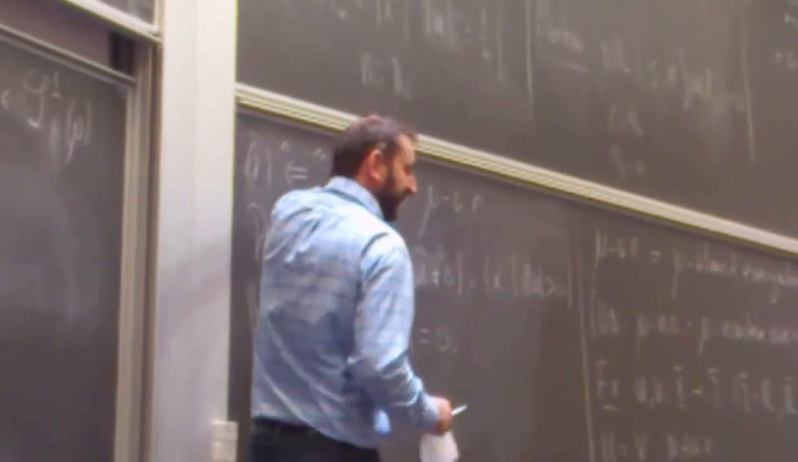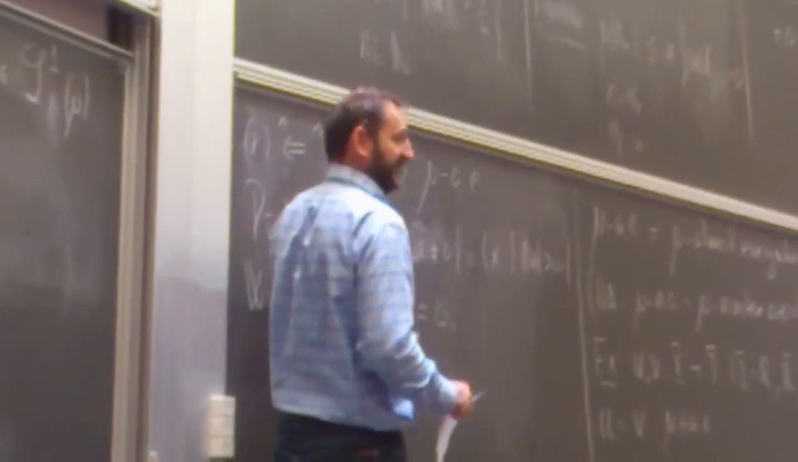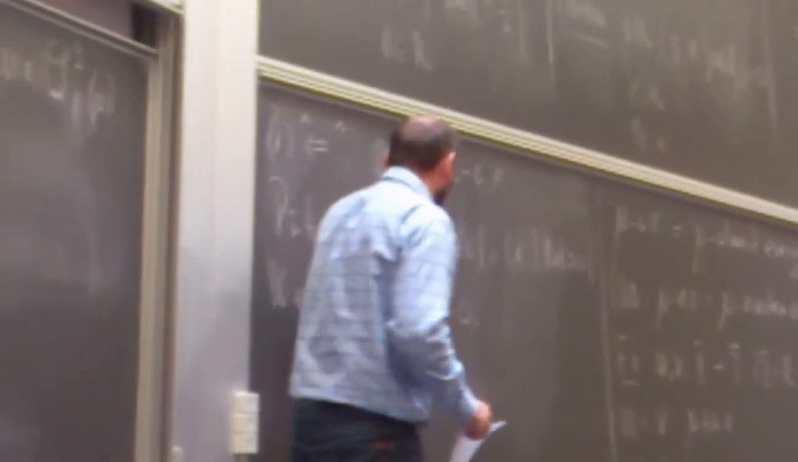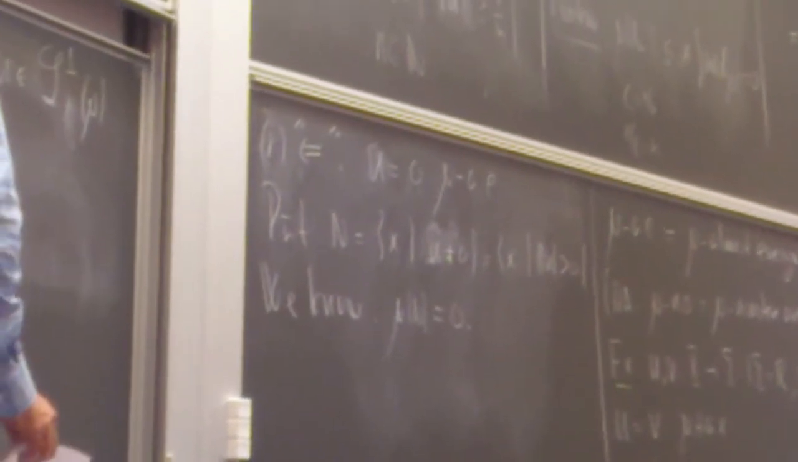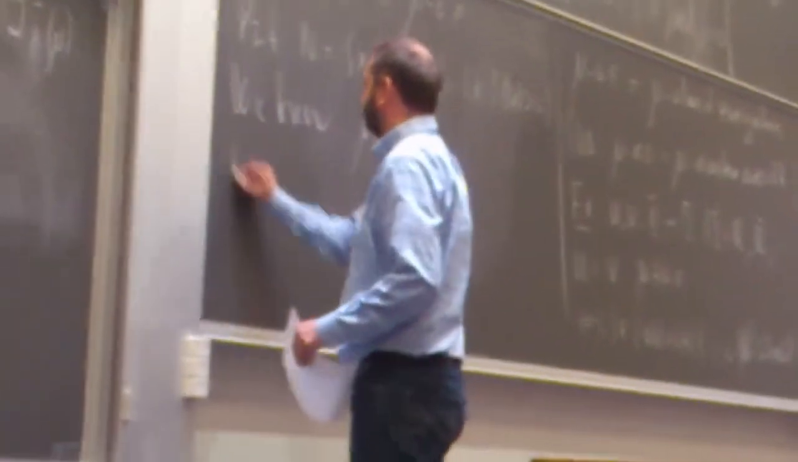Because the assumption is that u is 0 almost everywhere. This is the same thing as saying this set has measure 0. So this is what we know, and we want to prove that this holds. We know this and we want to prove this. Here's what we do. We know the following.